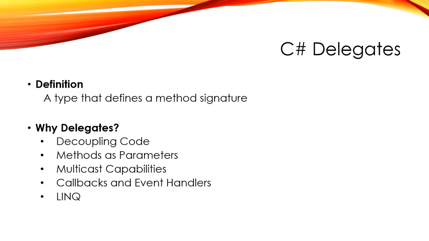And we can use methods as parameters. Again, this is known as a higher order function, a function that takes another function as a parameter. In addition, delegates have multicast capabilities, so we can run more than one method by invoking a single delegate. And we can use them in callbacks and event handlers, and we see them frequently in LINQ. Now today we're going to take a little bit of a detour to show how we can use the built-in delegate type Func<T, TResult>, and we'll also see how lambda expressions fit in with delegates. So let's jump over to the code.